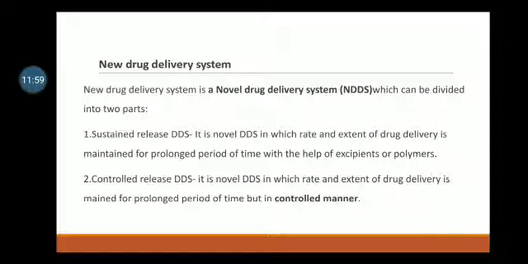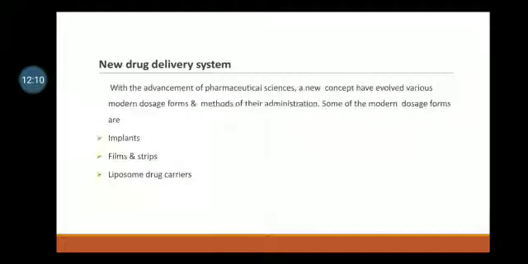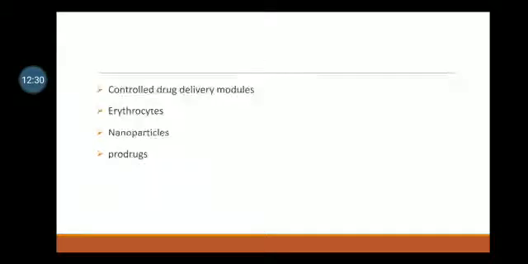Controlled release drug delivery system. It is a novel drug delivery system in which rate and extent of drug delivery is maintained for a prolonged period of time but in a controlled manner. New drug delivery system. With the advancement of pharmaceutical sciences, a new concept has evolved, with various modern dosage forms and methods of their administration. Some of the modern dosage forms are implants, films and strips, liposome drug carriers, controlled drug delivery modules, erythrocytes, nanoparticles, and prodrugs.